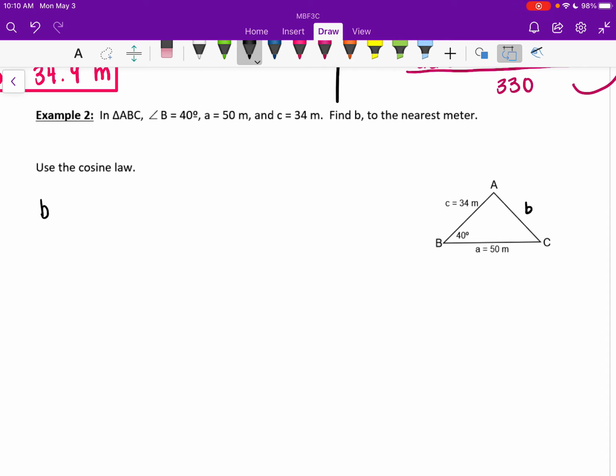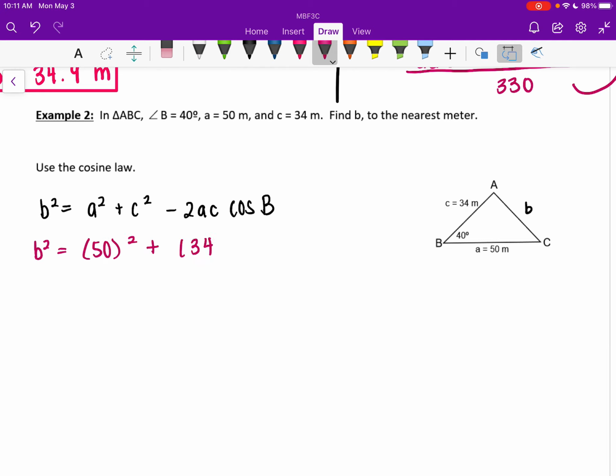So let's go use cosine law. I'm looking for side B, so I know B squared is equal to A squared plus C squared, and I just took this from the top, minus 2AC times cos B. Right, so let's go just put in our numbers. I don't know what B squared is. That's what I'm looking for. I know A is 50, C is 34, so B squared equals 50 squared plus 34 squared minus 2 times 50 times 34 cos B, where B is 40.